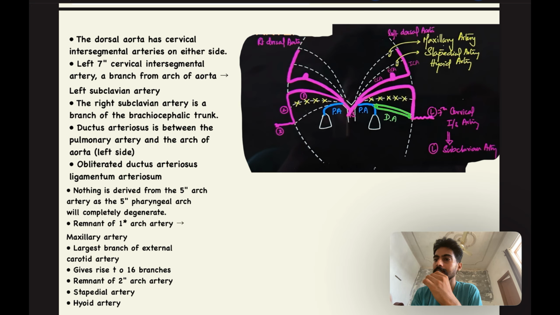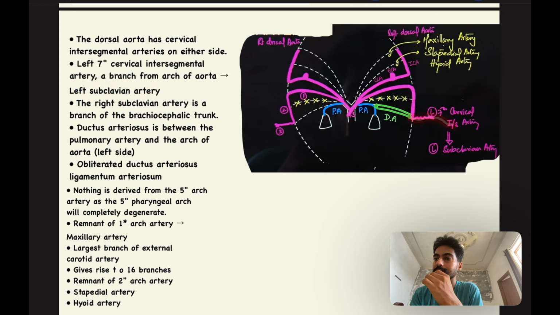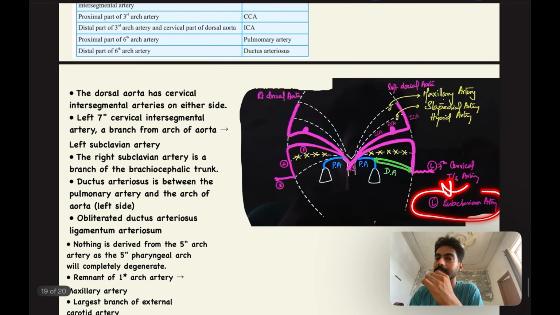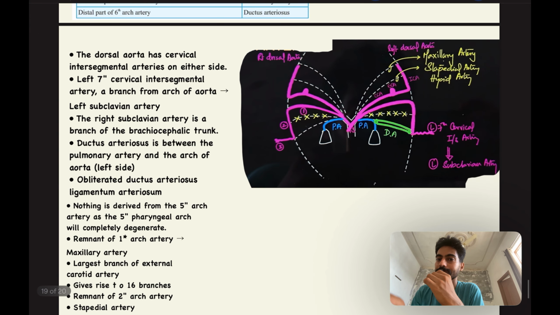Now we see how the left subclavian artery is formed. It is the seventh cervical intersegmental artery, a branch of the arch of aorta. It will give rise to the left subclavian artery. So this is the seventh cervical intersegmental artery, and it will give rise to the left subclavian artery here. The left seventh cervical intersegmental artery will give rise to the left subclavian artery.